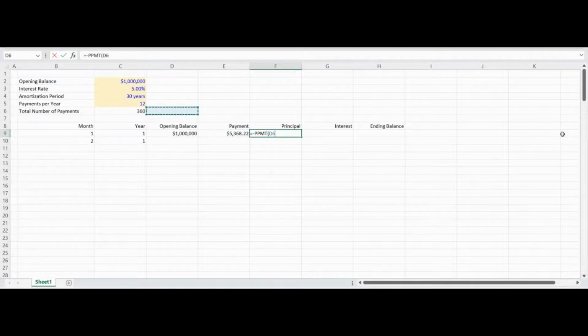We will utilize the Excel principal formula. The first input is the interest rate divided by 12. The second input is the month number followed by the total number of payments. The final input is equal to the starting opening balance.